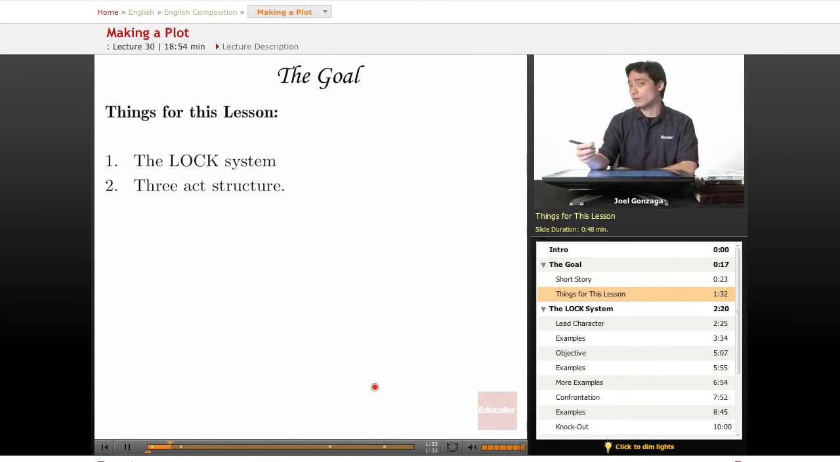So, for this lesson, we're going to be going over some basic structures of a story. Just like the 5-paragraph essay, and just like other things, stories have structure. I'm going to teach you this thing called the LOCK system, which normally applies to large novels but can apply to short stories too. And of course, we also have the 3-act structure, which we have already gone over, but we're still going to review here for the purposes of your story.